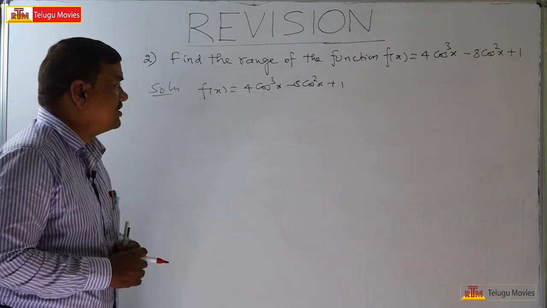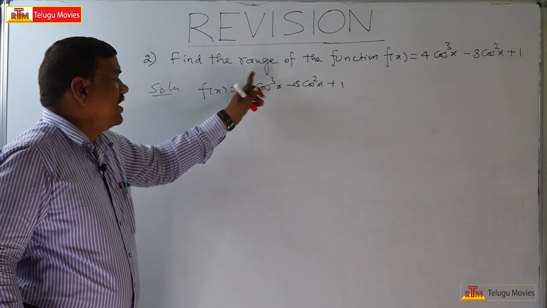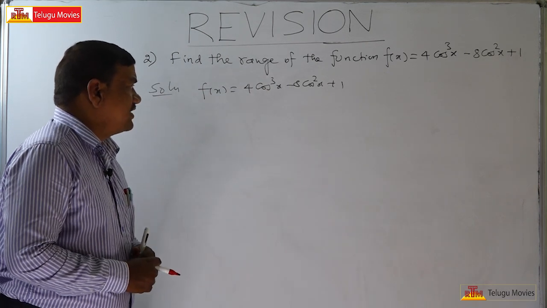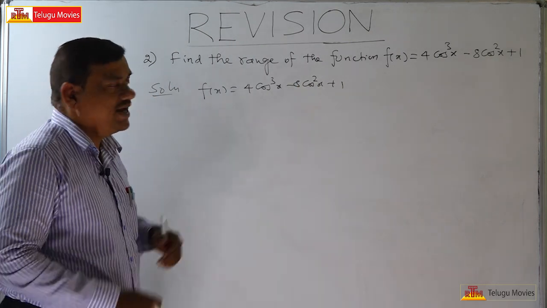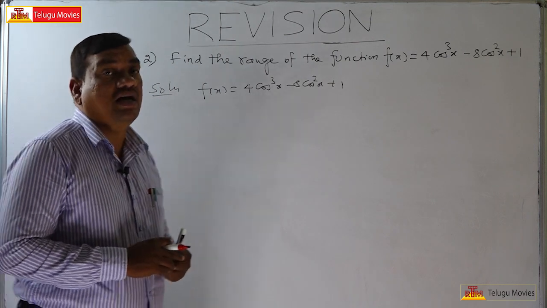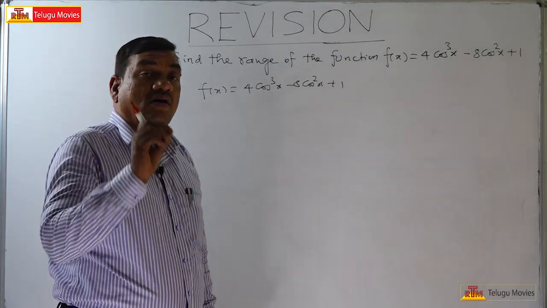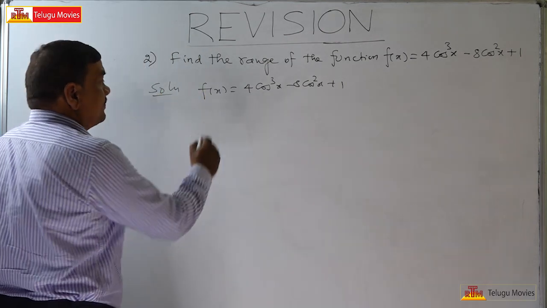Then how to find the range of this type of function? If you start doing f dash of x, it is equal to 12 cos square x, and minus 16 cos x will come, again with cos square x. This type of problem can be done by a small simplification. What is the simplification?